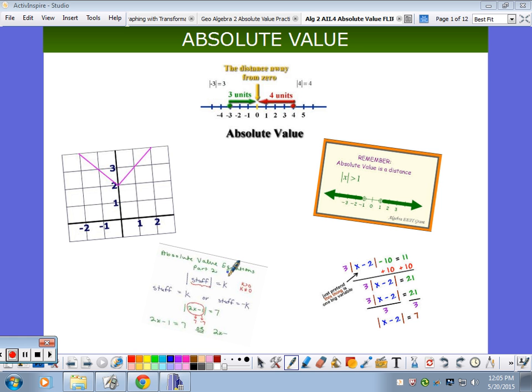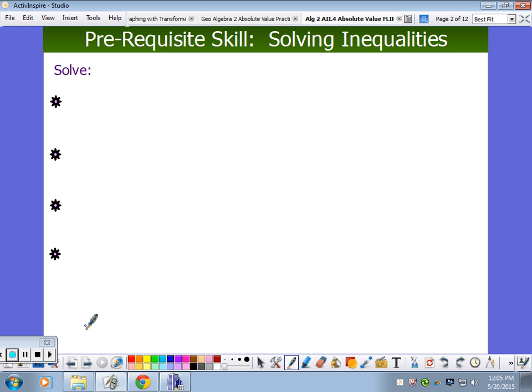Has anybody ever solved absolute value equations or inequalities in here? Just curious. One person. You have? Wow. What? Absolute value 6, 7. Really? Absolute value equations and inequalities. Okay, well maybe this will be easy. We didn't do inequality. Okay, well let's see. Wow, okay, I didn't know that. The other class said no.